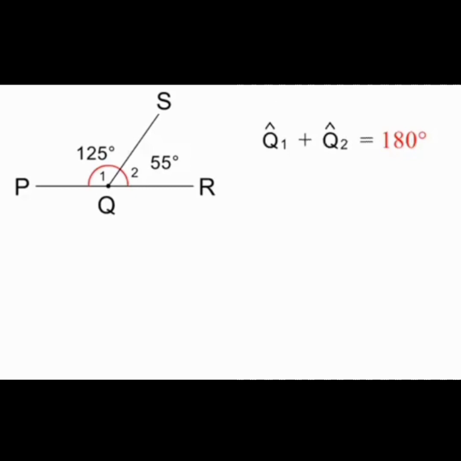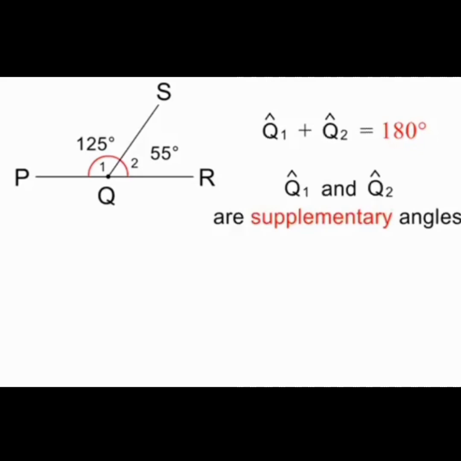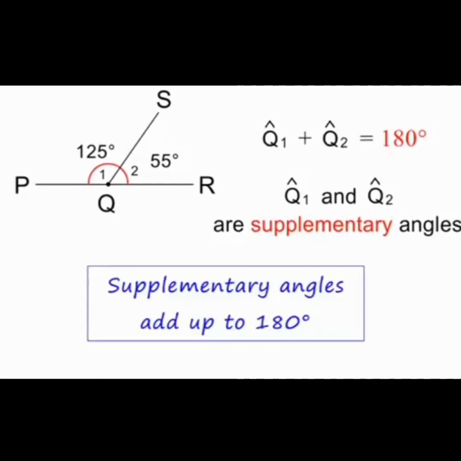This means that if we add these two angles, we will get an answer of 180 degrees. Whenever angles add up to 180 degrees, we say that they are supplementary angles. So remember, supplementary angles add up to 180 degrees. Please pause if you need to.